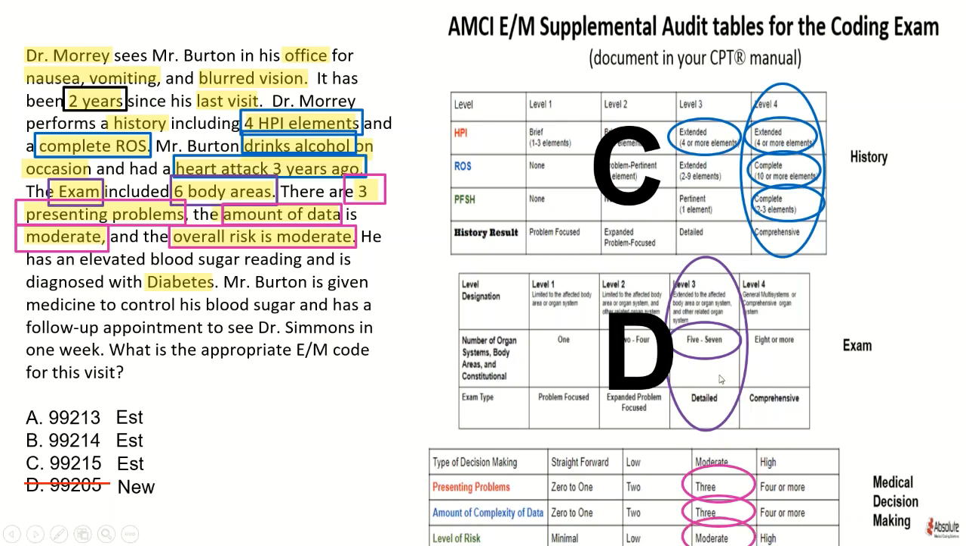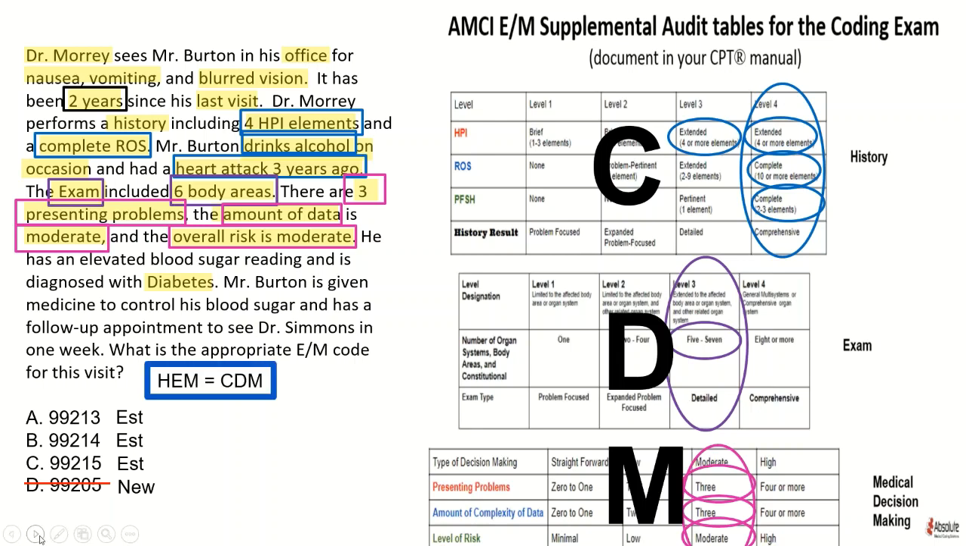So that all falls in the moderate category. So that is pretty simple. That means we have an M, moderate MDM. Okay, so now here's our HPI, MDM. We're going to go ahead and jot that down. And then we're going to start figuring out which each one of the HPIs are for these codes.